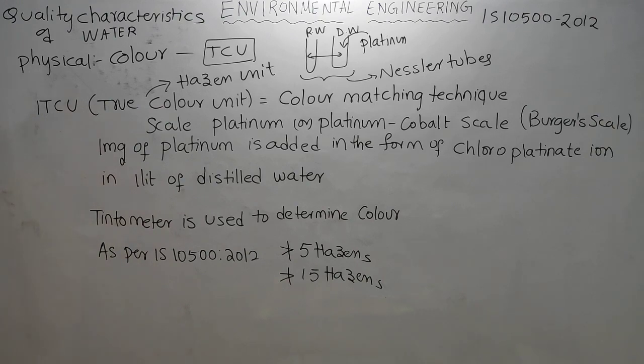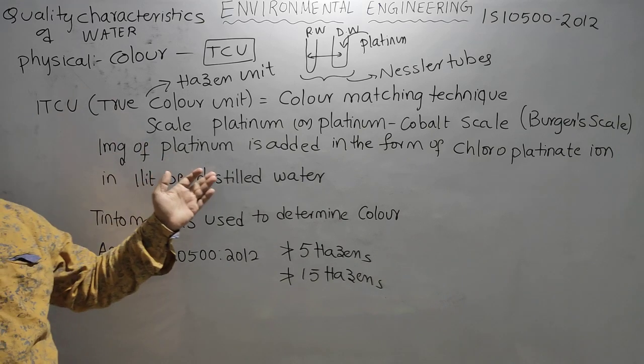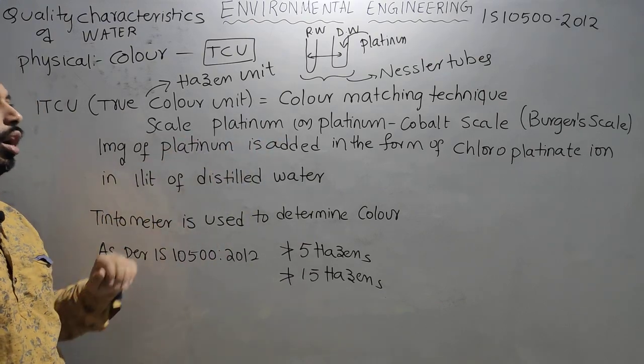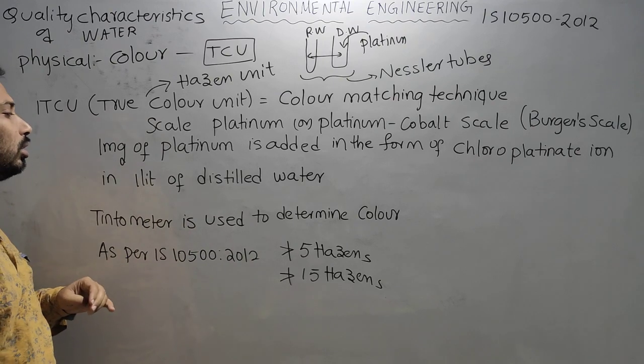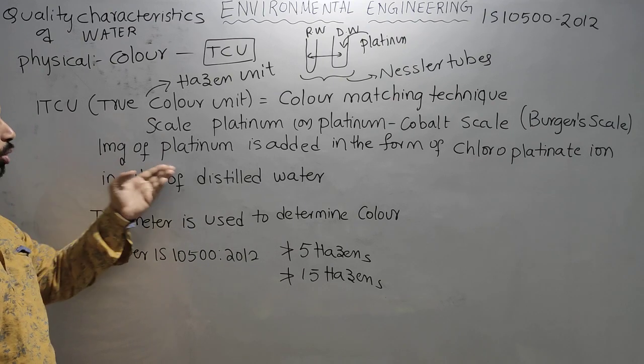Next we are going to discuss taste and odor. See, in examination, what kinds of questions are important: true color, what is the technique we use in finding the color of a water, color matching technique. What is the scale, platinum or platinum cobalt scale, or they can name it as Burger scale. These are all one mark questions. So this is the unit.